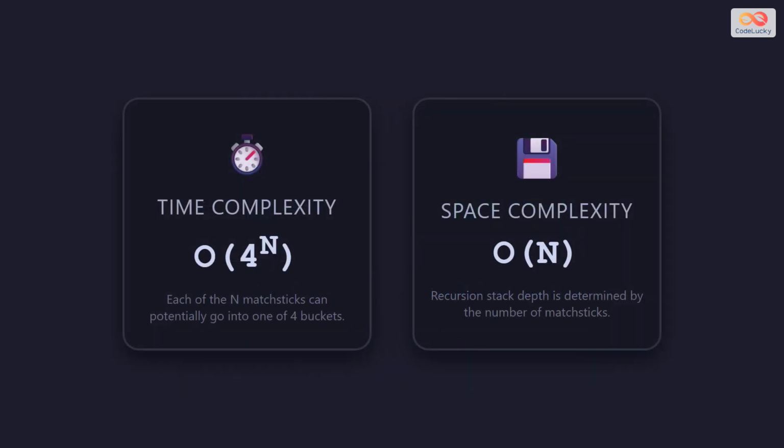The time complexity is O(4^n), because each of the n matchsticks has 4 choices. The space complexity is O(n), which accounts for the recursion stack depth. While exponential, the optimization we discussed makes it feasible for typical input constraints.